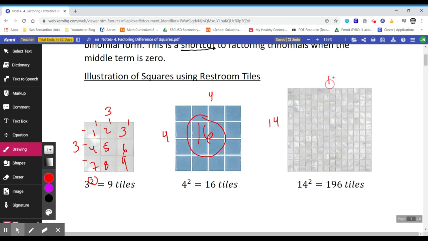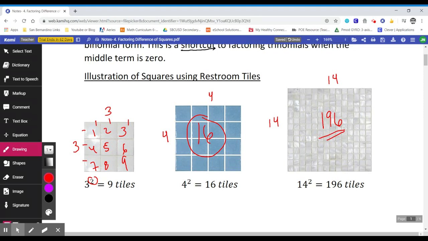If you have 14 tiles on one side, 14 tiles on the other side, you could actually count every single one of these individual tiles one by one, and it will give you a total of 196 tiles. But again, the reason why we use math is to make predictions and take shortcuts. So that's exactly what we're doing here. 14 times 14 would give you a total of 196 tiles inside of this square.